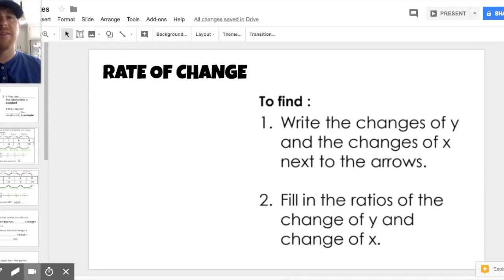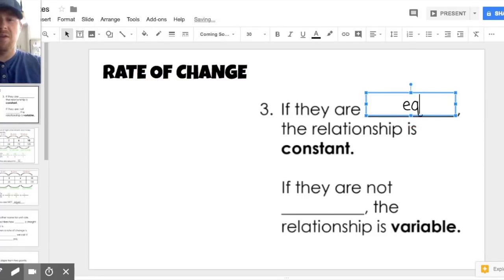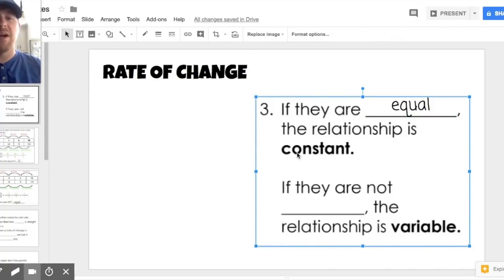Now, we're going to talk about this in a minute, but we always put the second point first and the first point second. All right, that's kind of confusing, terrible choice of words there, but we'll talk about that in a minute. So next, if your ratios are equal, we call that relationship constant. So let's look at an example of that.